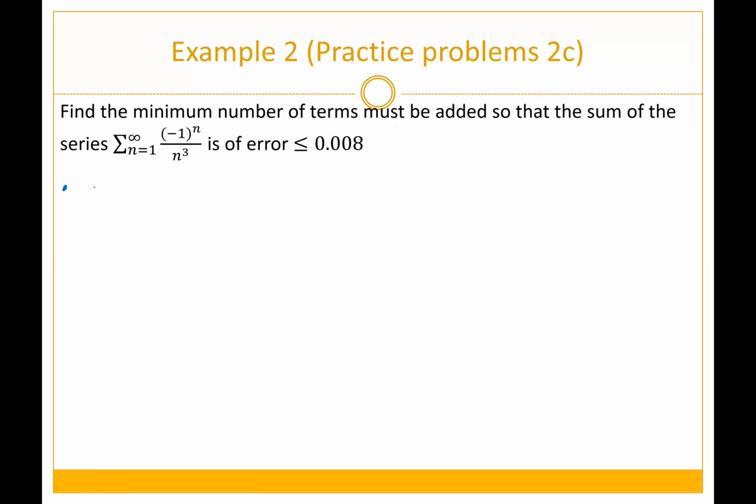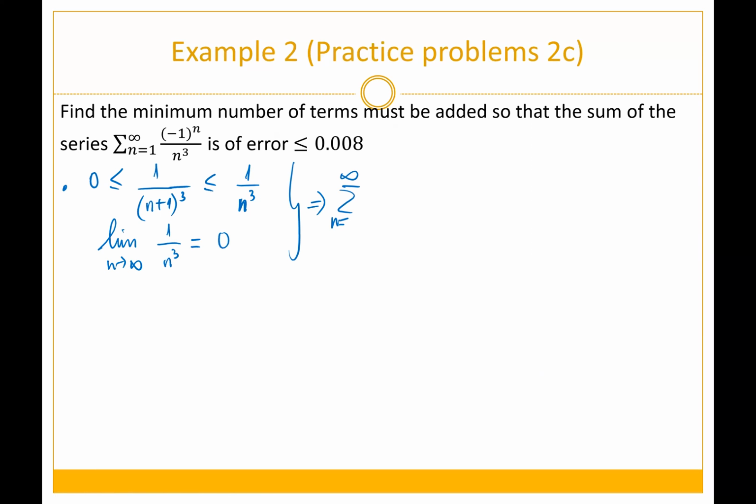So again, you have 0 is smaller than 1 over (n plus 1) cubed, which is smaller than or equal to 1 over n cubed. Again, because of the same reason, the denominator is bigger for the n plus 1 term. And then you take the limit as n approaches infinity of 1 over n cubed. This is going to be 0. So this series is convergent by the alternating series test.